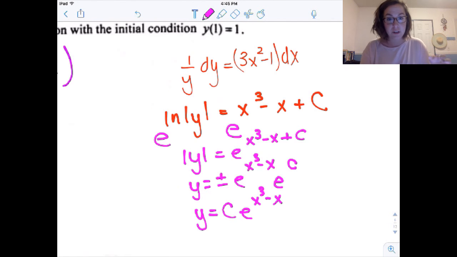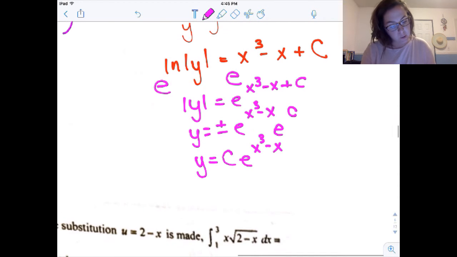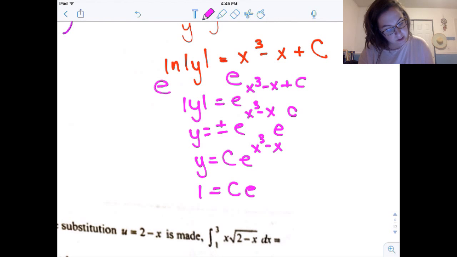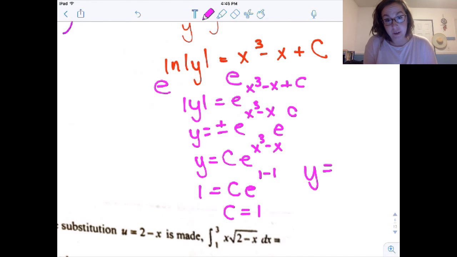They want the particular solution at 1, 1. So 1 equals c e to the 1 cubed minus 1. So I get here that c equals 1. So my particular solution is 1, which you don't have to write, but you can, e to the x cubed minus x.